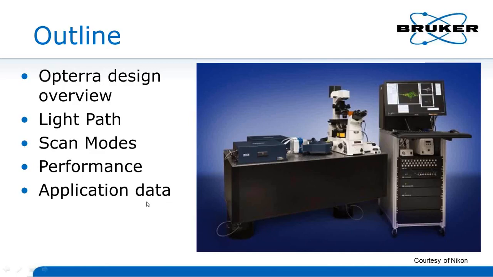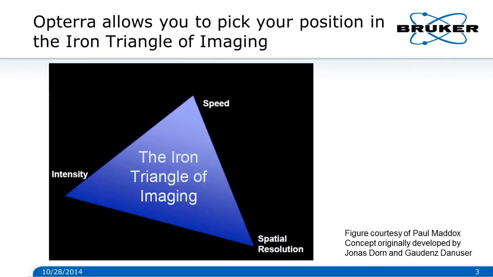One thing I wanted to show, this is a slide that I got from Paul Maddox this summer. He said the concept was really developed, as far as he knew, by Jonas Dorn and Gaudenz Danhauser: the iron triangle of imaging. I think anybody that's been doing light microscopy for any length of time understands this implicitly, which is that there are always trade-offs in microscopy between speed, intensity, and spatial resolution. One of the advantages of the Opterra, as you'll see as we go through the presentation, is that it has the flexibility to allow you to pick where you are in that triangle depending upon the application requirements that you're dealing with.